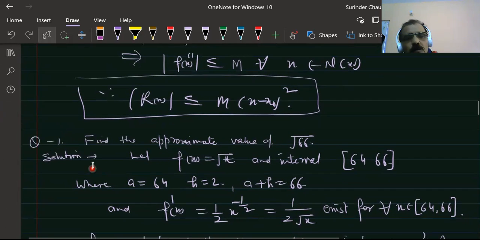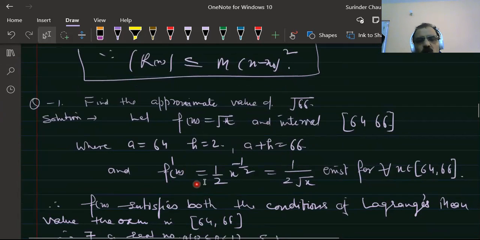Now a problem based on this. Find the approximate value of root 66. So how to find this? We define the function fx equal to root of x, in the interval we decide from this, whose square root we can find, 64 to 66. So a is 64, a plus h is 66, h comes out to 2.